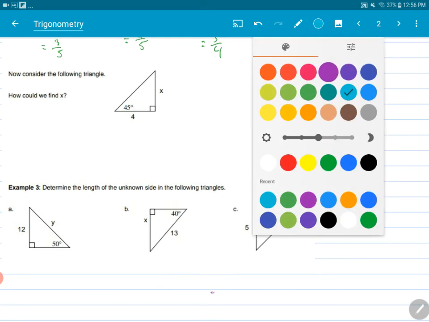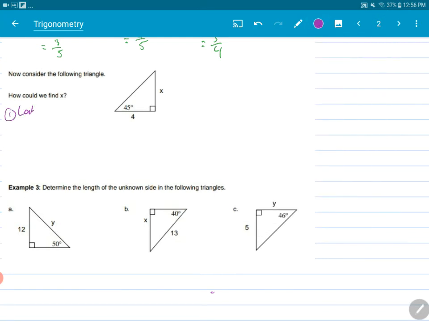So step number 1 is always going to be to label. So we have the angle that we're using to base our calculations off of. So we label our hypotenuse first, then our opposite, and adjacent.